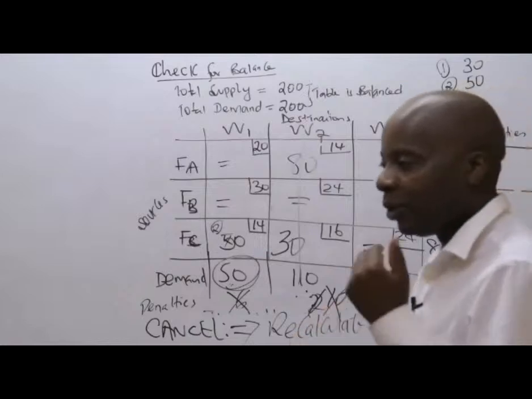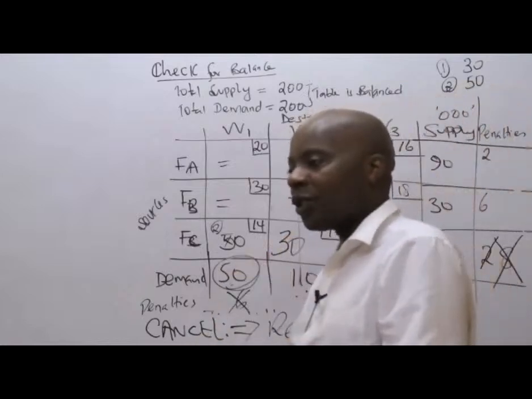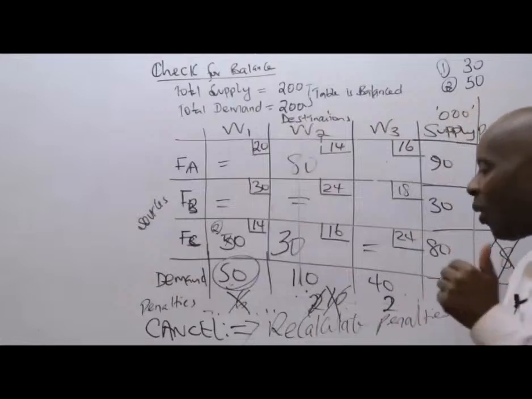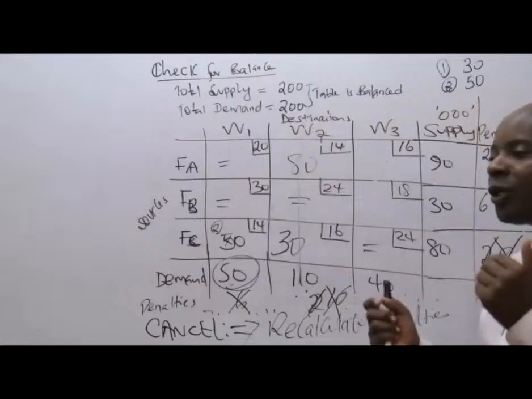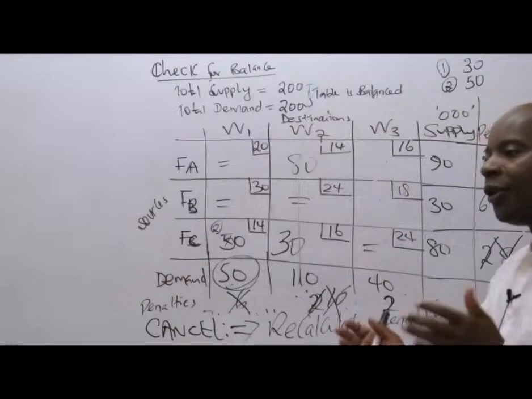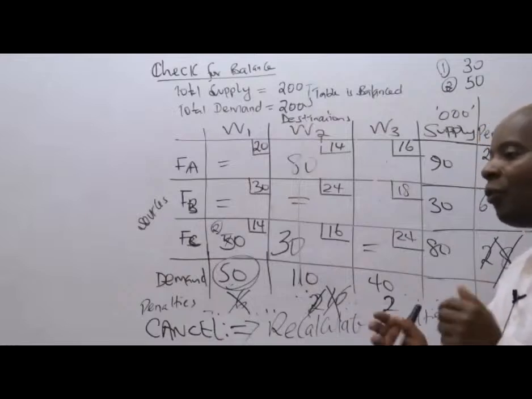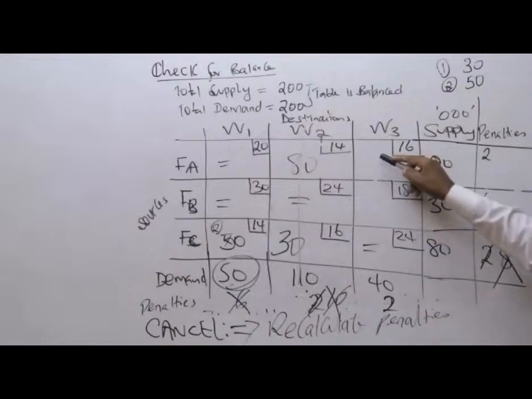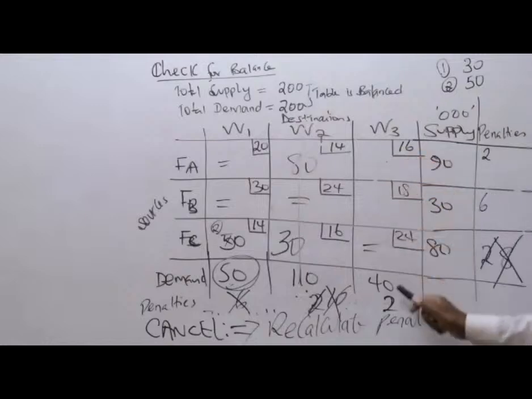And really to be able to demonstrate that, we need to cancel the penalty. And remember that once you cancel a penalty, you have to recalculate new penalties afresh. So come here, we have 16 and 18. 16 and 18, that gives me what here? 2. That gives me 2.